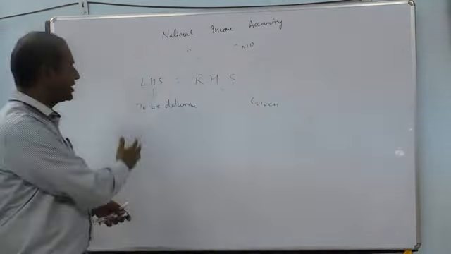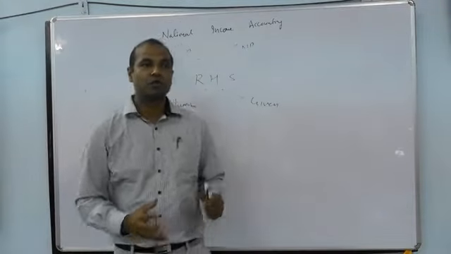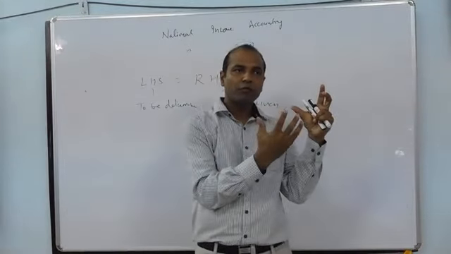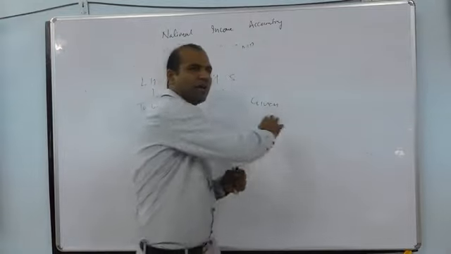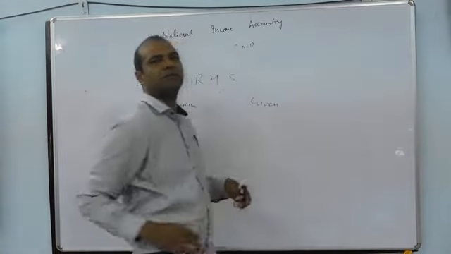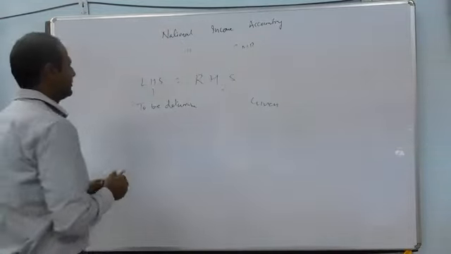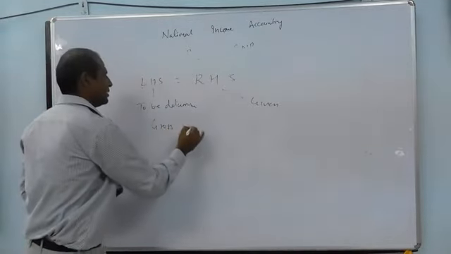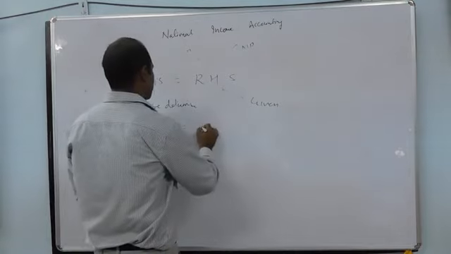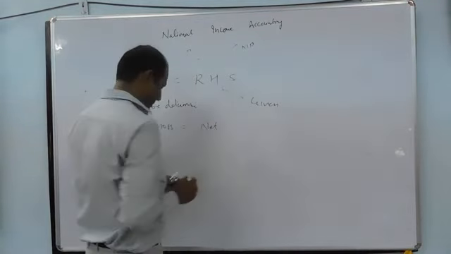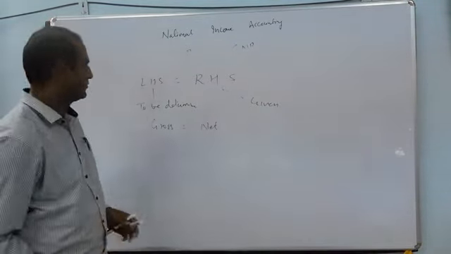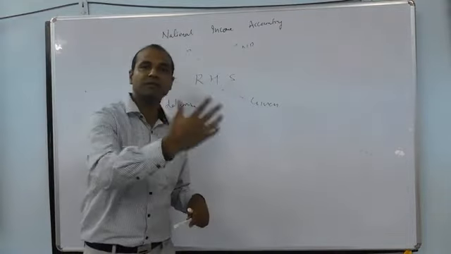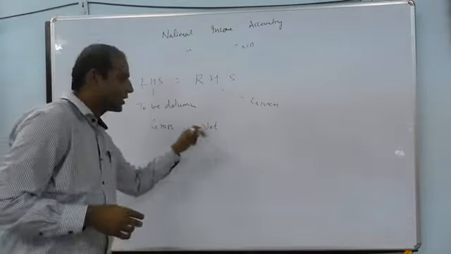On the left hand side, write whatever you have to determine, whatever value you have to find out, and whatever you have, in the right hand side. For example, you have to find out gross in GDPMP and you are given NDPMP, you are given net.